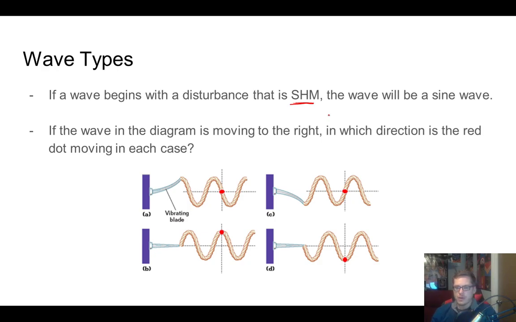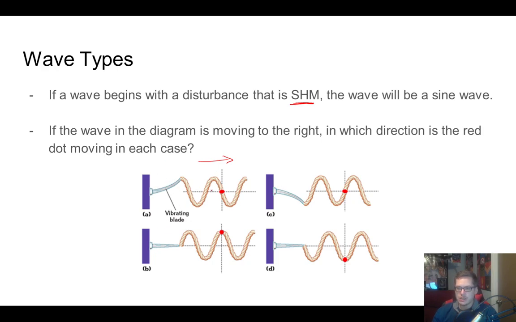Okay, so if the wave in the diagram is moving to the right, in which direction is the red dot moving in each case? So let's look at this real quick. It goes A, B, then C, D over here, and you've got this vibrating blade. This thing just kind of wags back and forth, and the rope's attached to the end of it right here. As it wags, this rope that's attached to it is tied down on some end that's cut off in the picture, and then the rope gets put into a sine wave, because this is simple harmonic motion right here. And so this wave, you can imagine, is going to be traveling to the right.